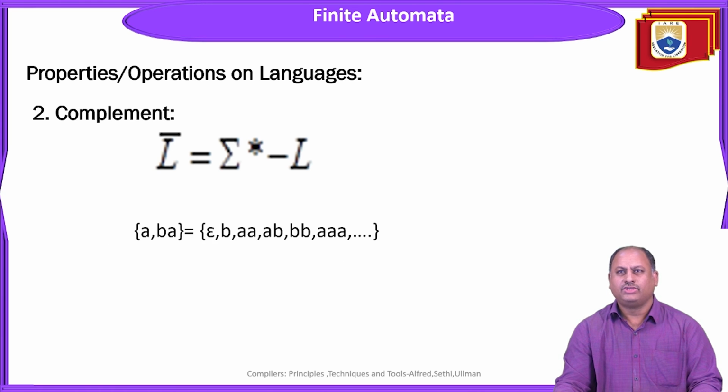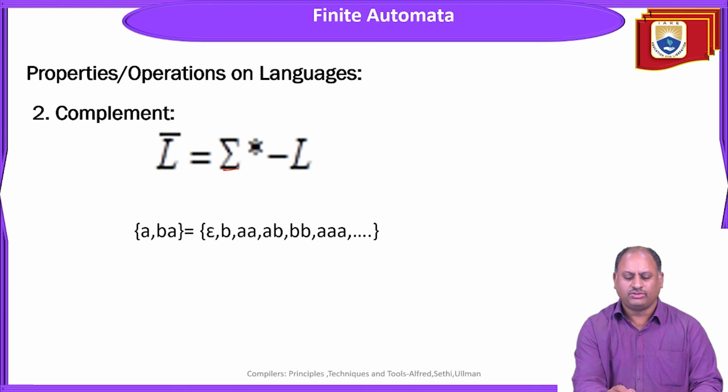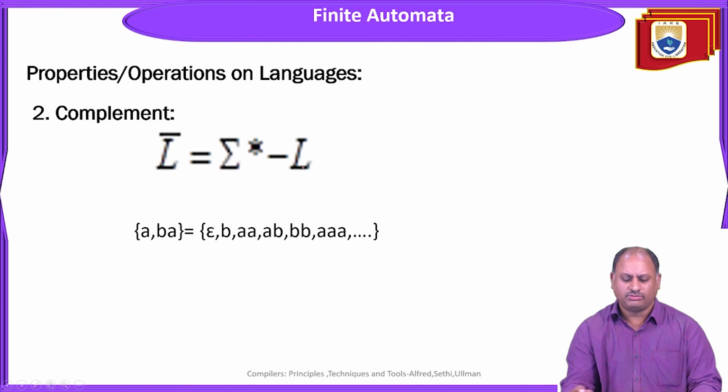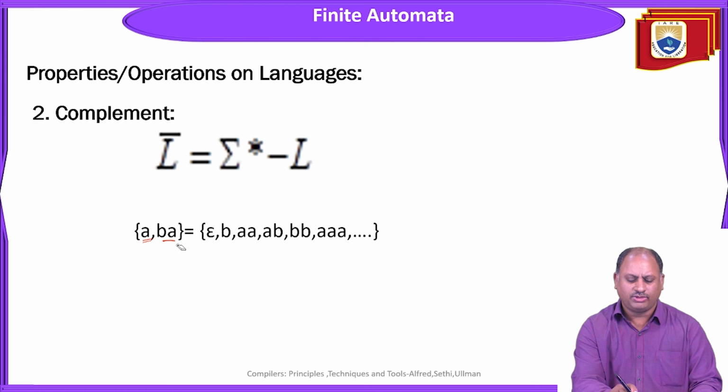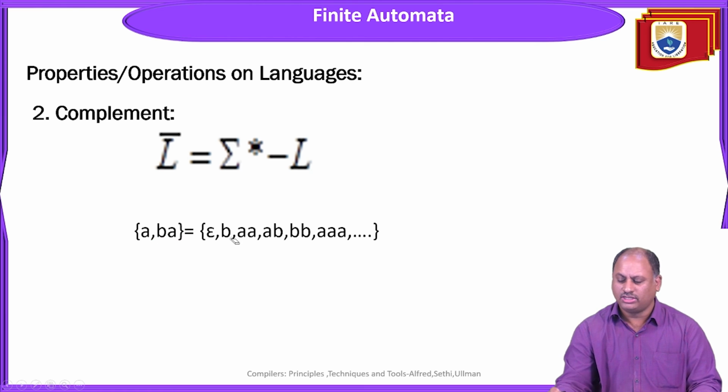And we already know L star and L plus. A complement operation also we can find by using the power notation, that is sigma star minus L. What is sigma star? We know that it contains 0 or more occurrences of the particular alphabet, and we are going to exclude the given language. So if the given set has A, B, we are going to eliminate these two things, and the remaining strings are to be considered as L bar, that is, the complement operation.